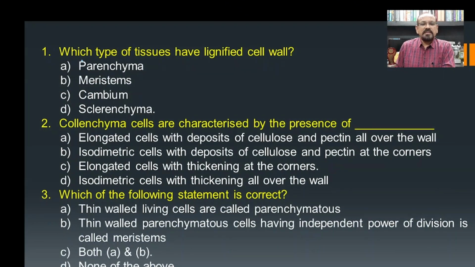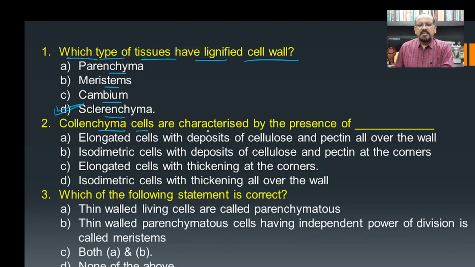The first question: which type of tissues have a lignified cell wall? If we see parenchyma, meristems, cambium and sclerenchyma, then the lignified cell walls are present in the sclerenchyma, as these cells are basically responsible for providing mechanical support to the plant body.